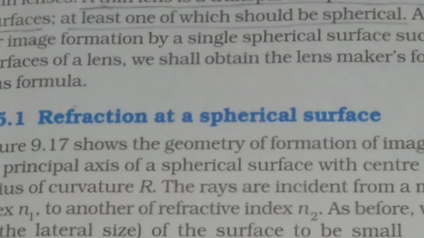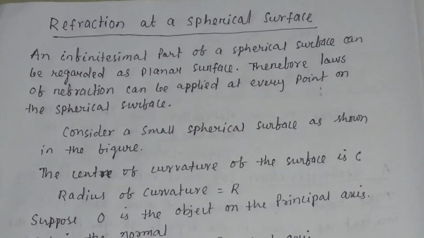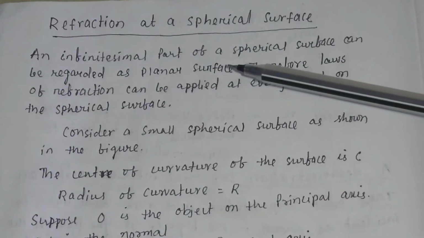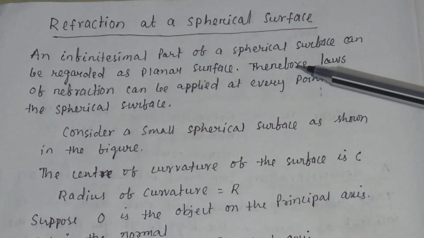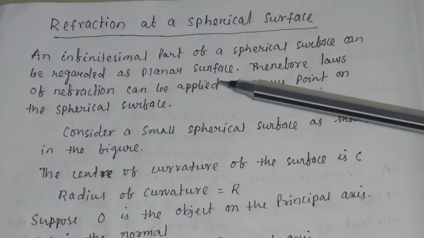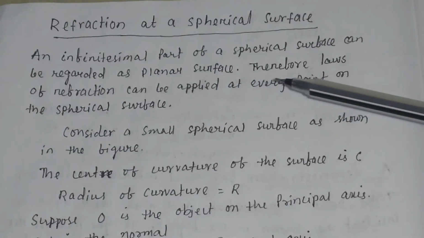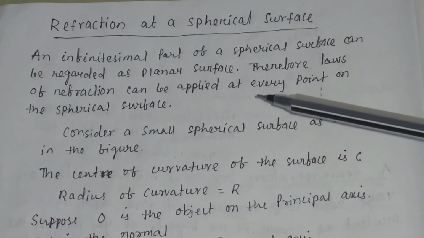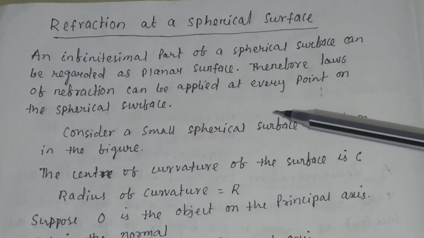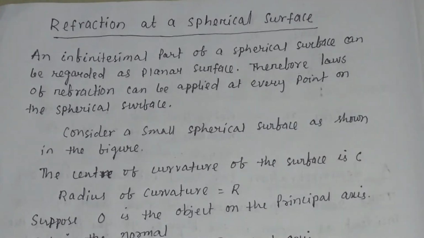Refraction at a spherical surface. An infinitesimally small part of a spherical surface can be regarded as a plane surface or planar surface. Therefore, the laws of refraction can be applied at every point on the spherical surface.